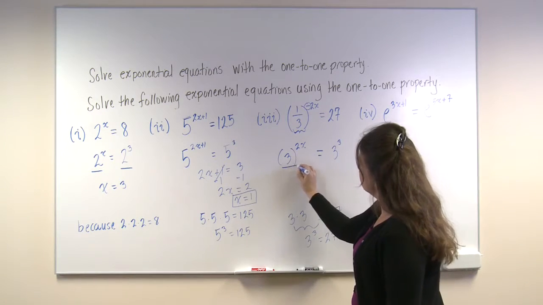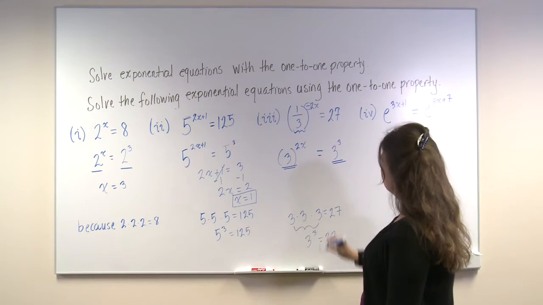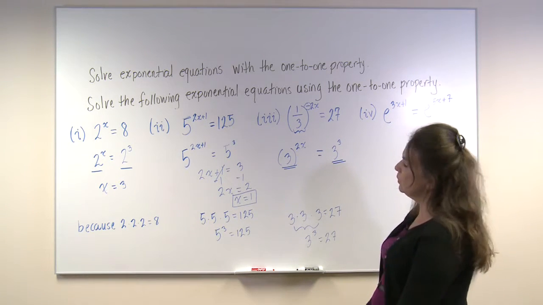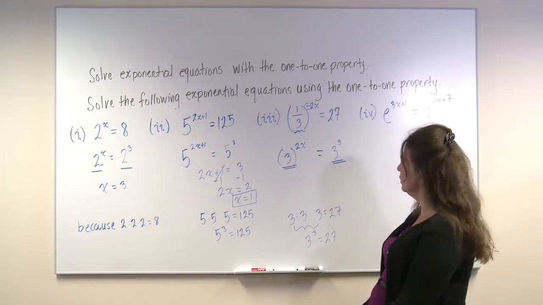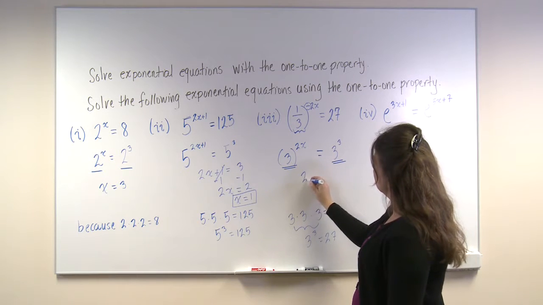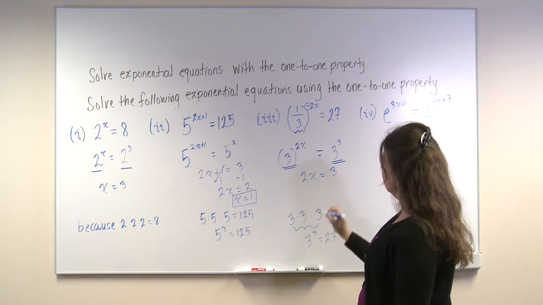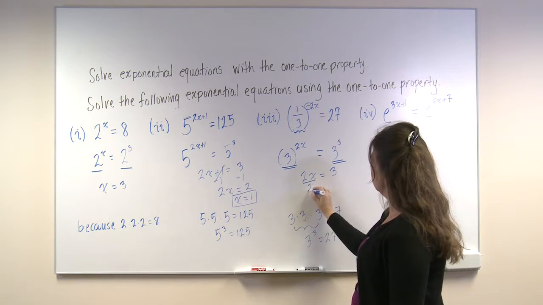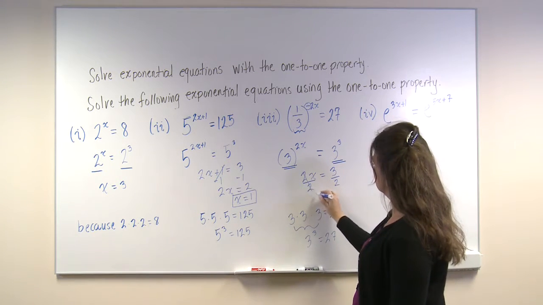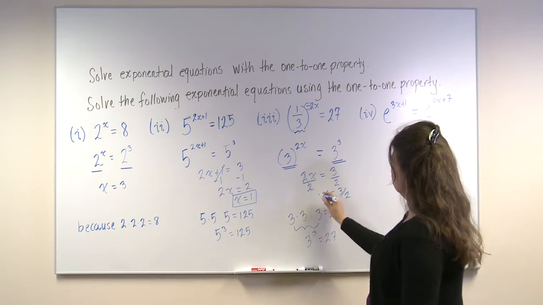So now I have a base of 3 on the left-hand side, and I have a base of 3 on the right-hand side, so I can use the one-to-one property for exponents and equate the 2x and the 3. Doing so, we have 2x is equal to 3. Divide both sides of the equation by 2, and we find that x is equal to 3/2.